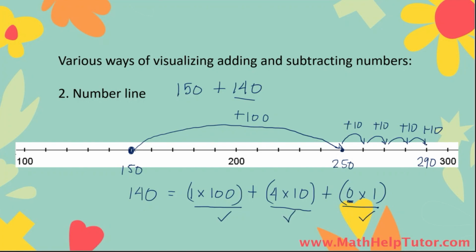So after jumping, or what we call skip counting, we know now that 150 plus 140 is equal to 290. So what we did is we skip counted by 140, and to make it easier for us, we followed the expanded form of 140. So we added 100 and then 4 tens and then no ones. That's why we arrived at the answer 290.